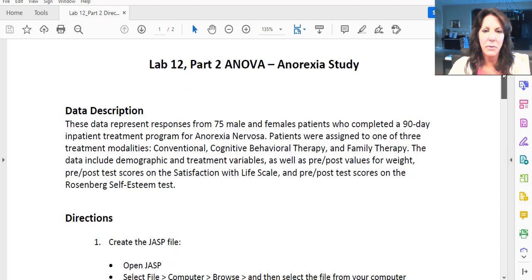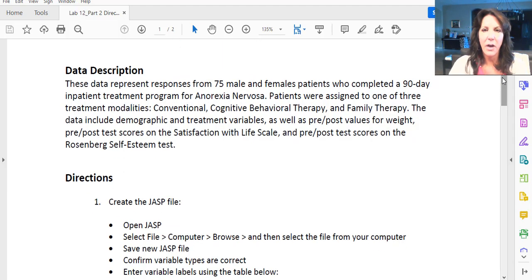So as a reminder, in the anorexia study, there were 75 female and male participants who went through a 90-day treatment program. They were exposed to one of three different treatment conditions: conventional therapy, cognitive behavioral therapy, or family therapy. And a couple different things were measured on the participants at the very beginning, before therapy started, and at the end of therapy. If you'll remember, the three variables were weight, pre and post, life satisfaction, pre and post, and self-esteem, pre and post. And so we're going to do some practice with ANOVA with this data.